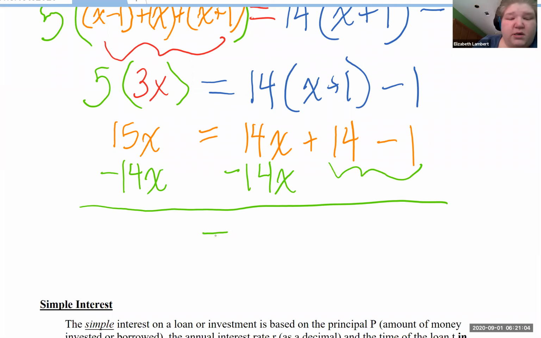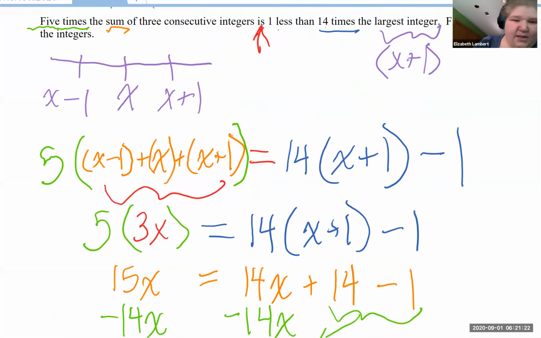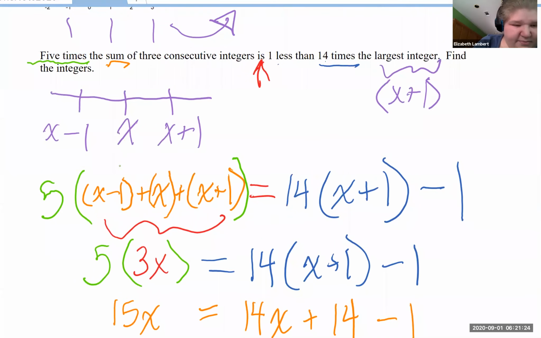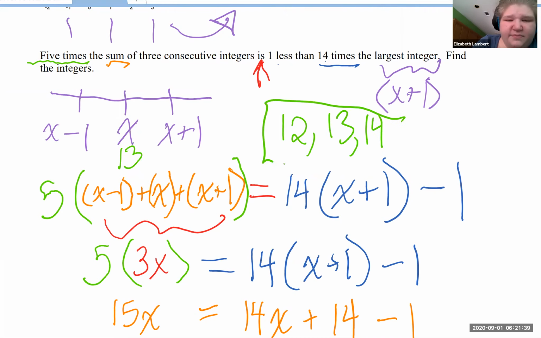So 14 minus 1 is just going to leave 13 on this side. And then over here, we have x. So x is 13. But wait, interpret your answer. What does that 13 even mean? If x is 13, and I called that the middle guy, then the consecutive integers would go one before and one after. So the integers are going to be 12, 13, and 14.